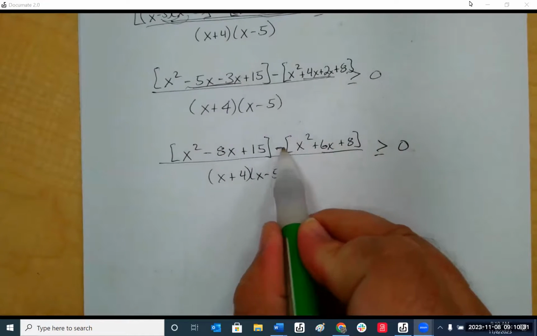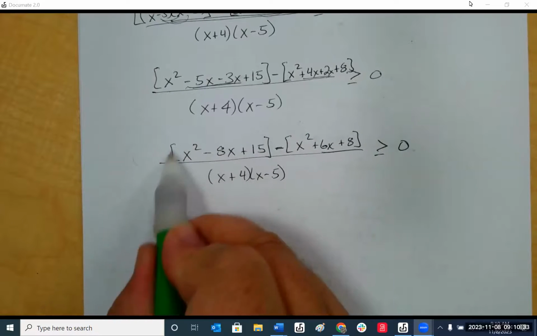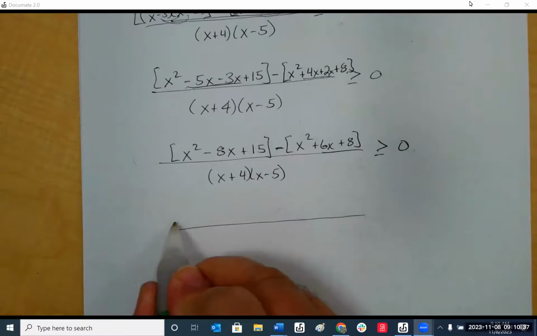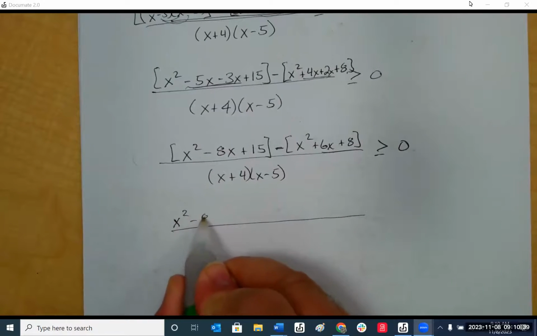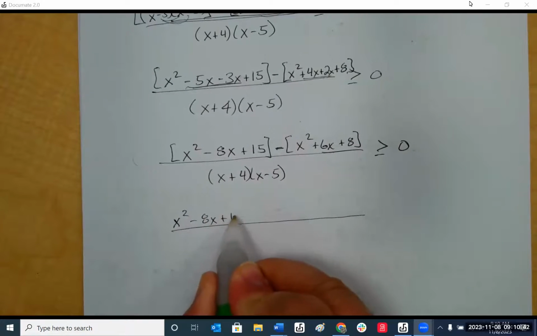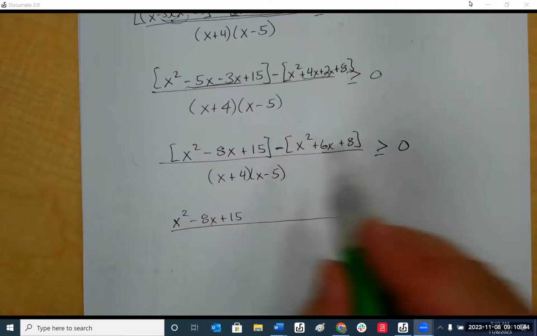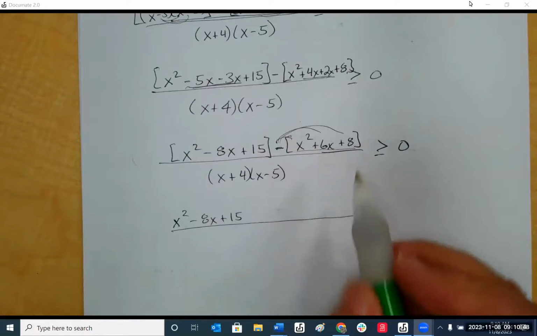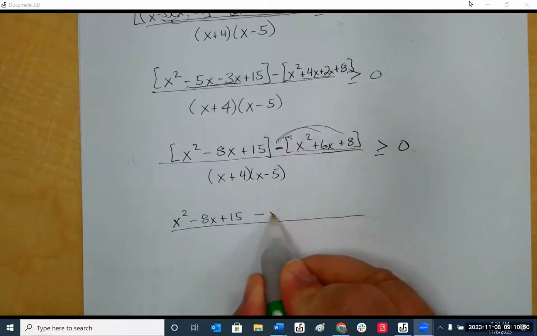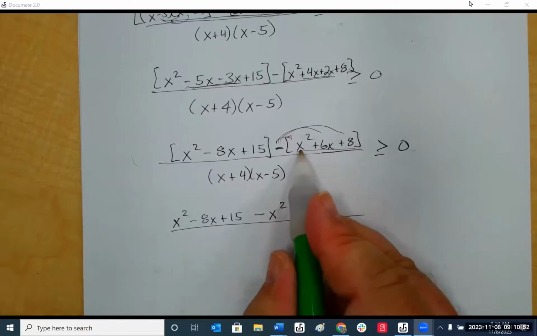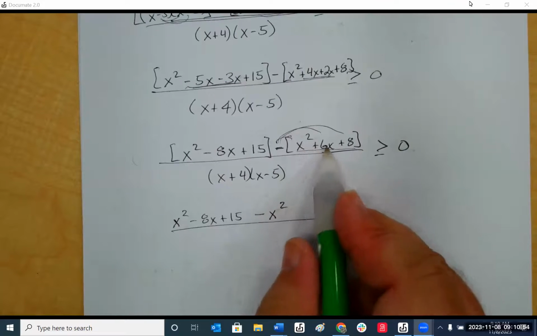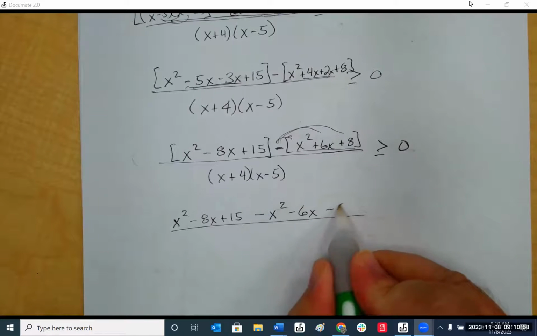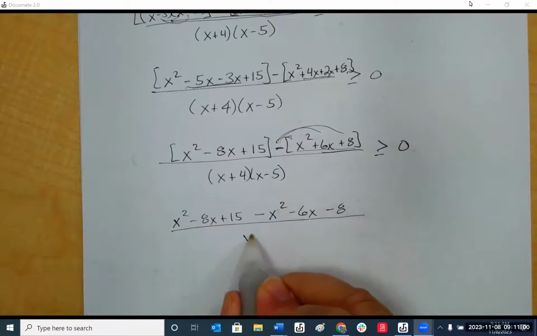We have a negative sign here. We drop the first one, there's nothing in front of this. We just drop the first parenthesis of the bracket. We have x squared minus 8x plus 15. And distribute that negative sign, so just change everybody's sign inside there. Positive x squared becomes negative x squared. Positive 6x becomes negative 6x. Positive 8 becomes negative 8.